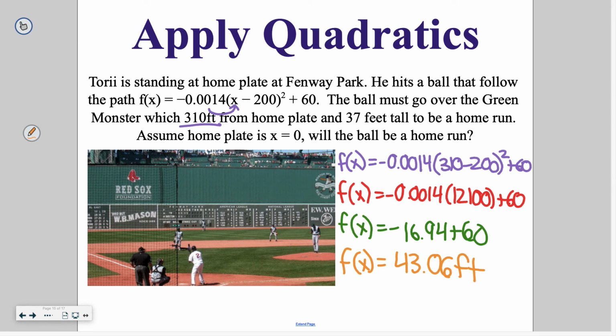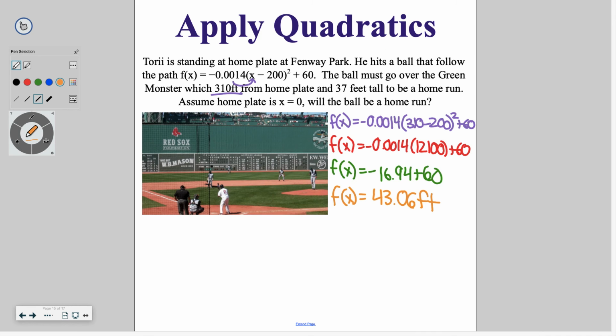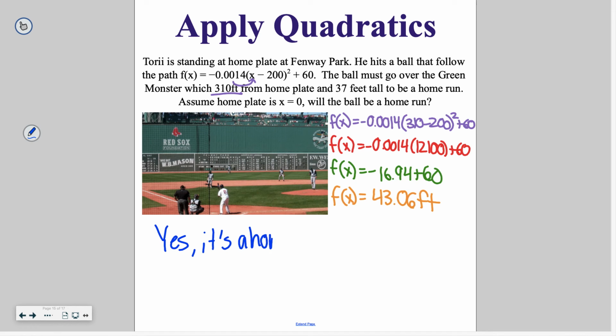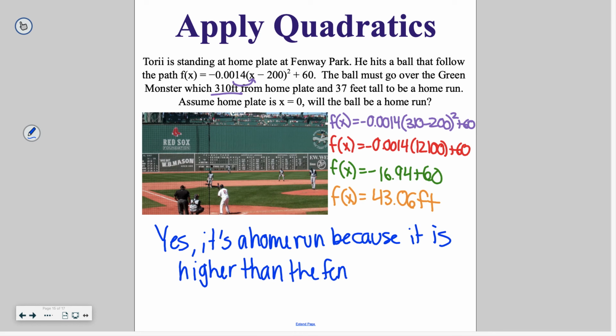So now to answer the question, will the ball be a home run? If the green monster is 37 feet tall and the ball is currently at a height of 43 feet, then your final answer would be yes, it is a home run. And you could potentially need to give an explanation, which you would say yes, it's a home run because it is taller, or it is higher than the fence height. It is taller than the green monster.